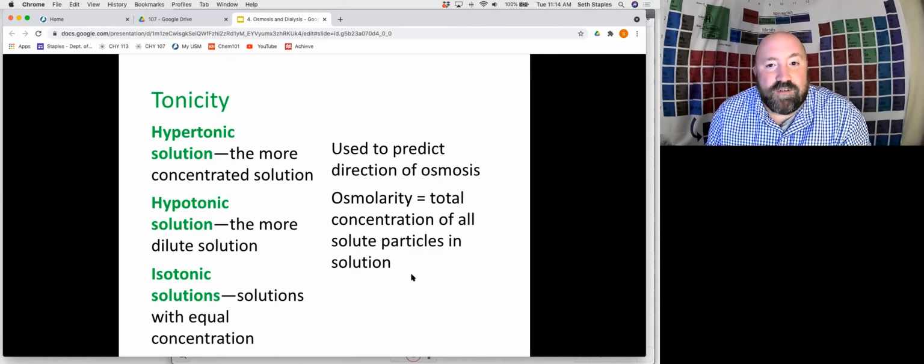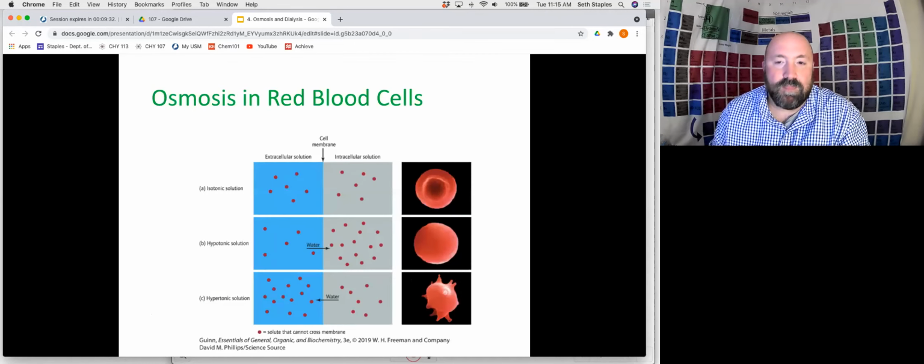And so again, just some of the terms that we use, the hypertonic solution is our more concentrated solution. Hypotonic, the more dilute. Isotonic, solutions with equal concentration. We can use this to predict our direction of osmosis. The osmolarity is our total concentration of all of the solutes in the solution.